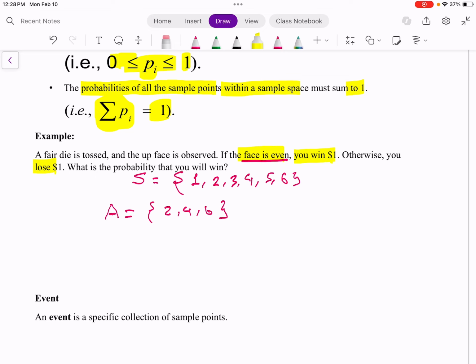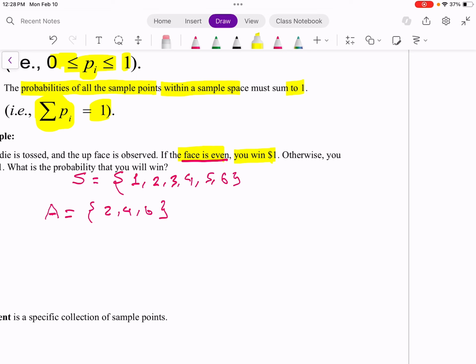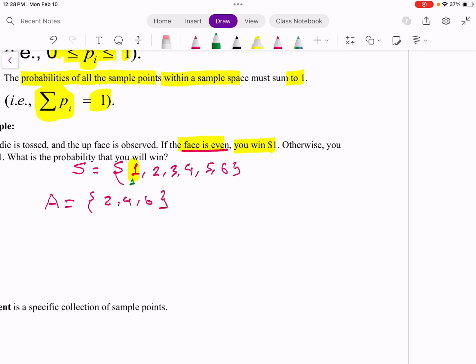Now, we have this sample point 1. What is the probability that we get 1 when we throw our dice? 1/6, right? The probability of getting 2 is 1/6. Similarly, the probability of getting 3 is also 1/6, and 4, 5, and 6 are each also 1/6. We divide one sample point by the total sample points. The reason we are dividing by 6 here is because we have 6 different sample points.